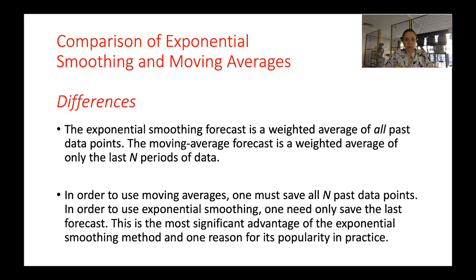And now differences. The exponential smoothing forecast is a weighted average of all past data points, whereas the moving average forecast is a weighted average of only the last n periods of data. In order to use moving averages, one must save all n past data points. In order to use exponential smoothing, one need only save the last forecast. This is the most significant advantage of the exponential smoothing method and one reason for its popularity in practice.